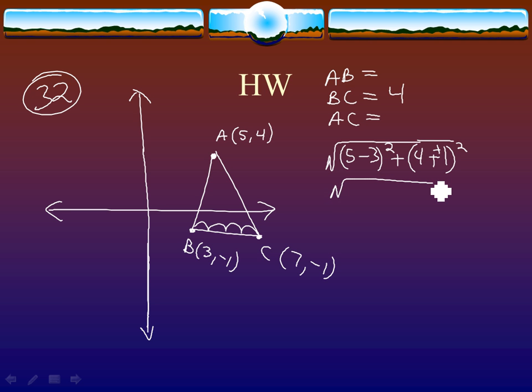What is 5 minus 3? 2 squared. Plus, what's 4 plus 1? 5 squared. 4 plus 25. 29. Somebody grab a calculator real quick. What's the square root of 29? 5.4. So that's how long segment AB is. This side over here was 4. This side was 5.4. Now we've got to do the distance formula and do AC.